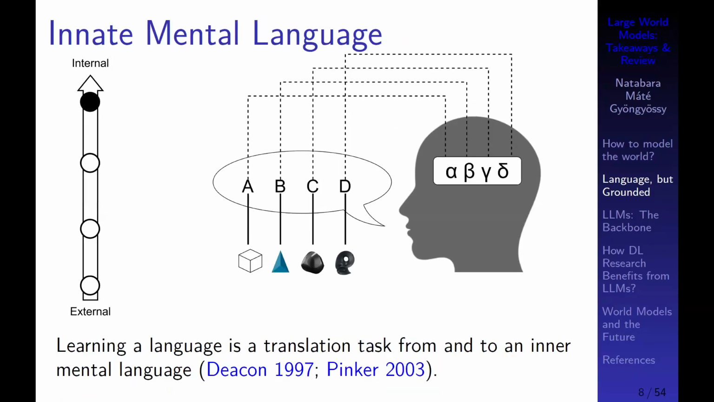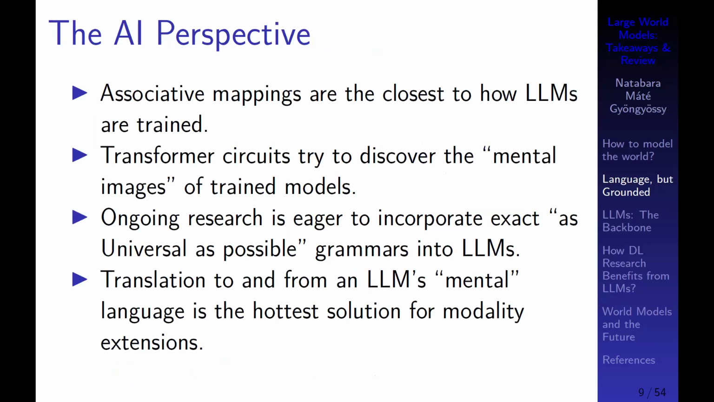The fourth one, which is Pinker's most prominent theory, is that we have an internal language, and we just try to translate our internal language to any other external language. So how does this all relate to LLMs and AI? Associative mappings are the closest to how language models are trained. We don't know if we are doing the same or something similar, but these associative mappings are the closest ones.